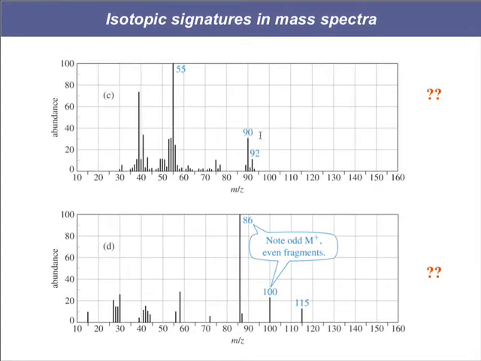Here's 90 and 92. That looks like about 1/3 abundance, so I guess that's a chlorine there. We've got a chlorine on this molecule. And here we've got an odd parent with an even fragment pattern. We've got 100s and 86s. That is the sign of a nitrogen on our molecule.